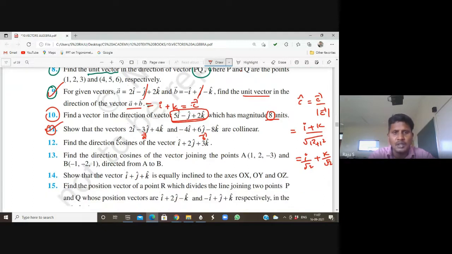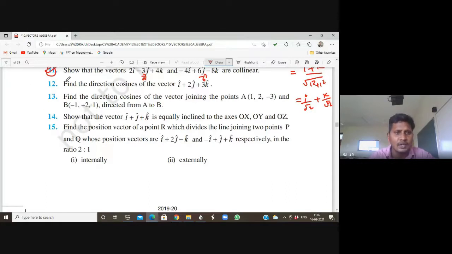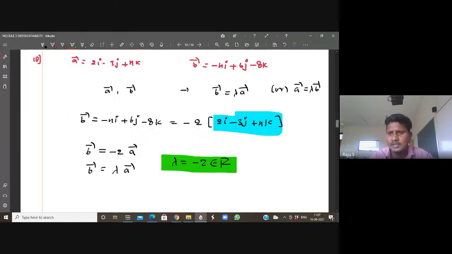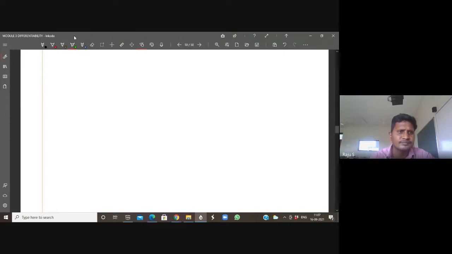Next, coming to question number 12. Find the direction cosines of the vector. It's very easy. I'm taking the given vector.